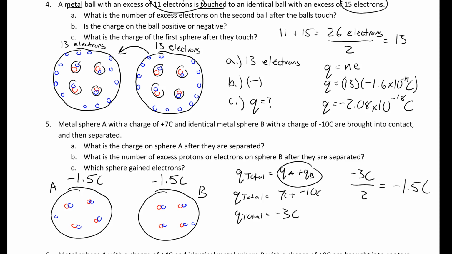You just add the two charges together and then divide by 2. Or if you have 3 spheres and they all are equally in contact with each other, you divide by 3. All right, that's the idea.